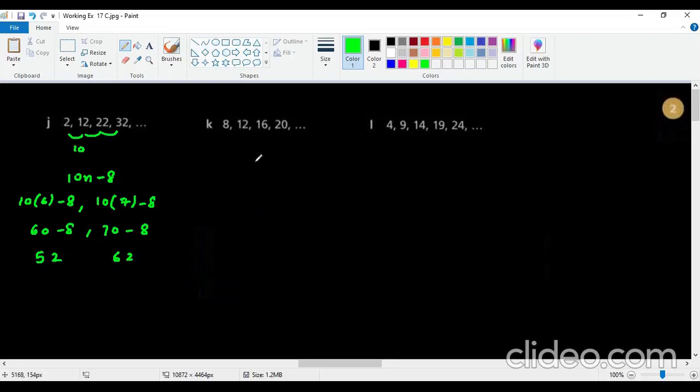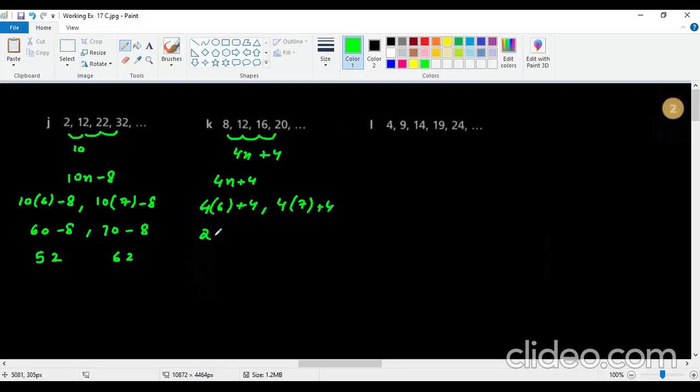When it comes to k, you can see the difference in all of them is 4. So 4n. What should I do with 4 to make it an 8? I will add 4 to it. So this becomes the term rule, 4n plus 4. That means for the sixth term, I need to find 4 times 6 plus 4, and the seventh term is going to be 4 times 7 plus 4.